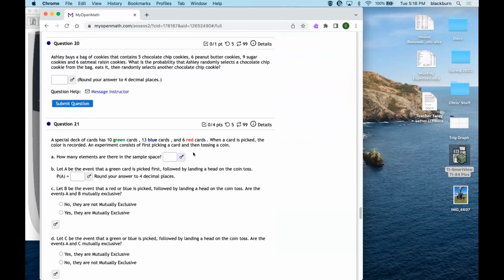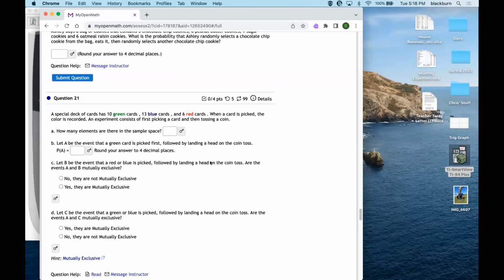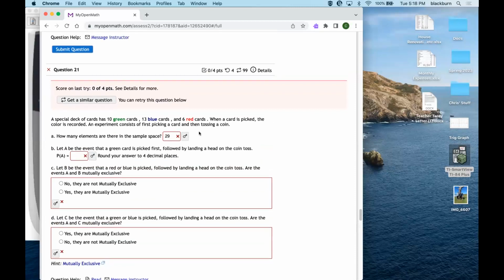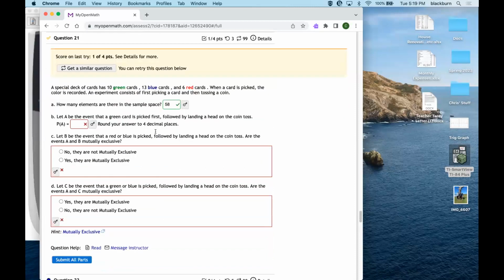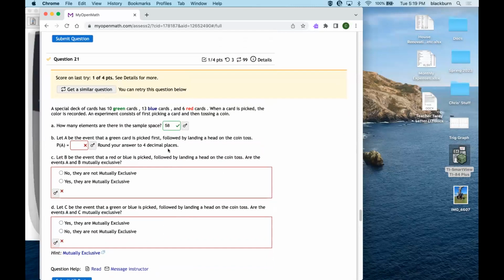So this one's like the M&M problem up above, right? A special deck of 10 green, 13 blue, and 6 red. So there's 29 in the sample space, right? Because there's 12. Oops, I got it wrong. Did I not count those right? 10 green, 13 blue, and 6 red. When a card is picked, the color is recorded. The experiment consists first of picking a card and then tossing a coin. So there's actually going to be 58 in the sample space, because you could pick one of the 10 green cards and a head, or one of the 10 green cards and a tail. So there'd actually be 20 different things that could happen with the greens, 26 with the blues, and then 12 with the reds.